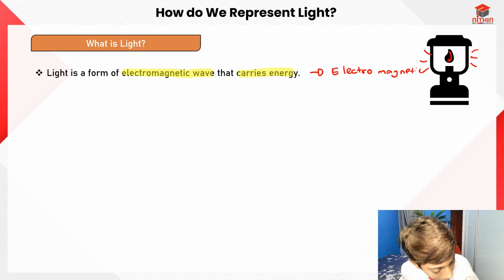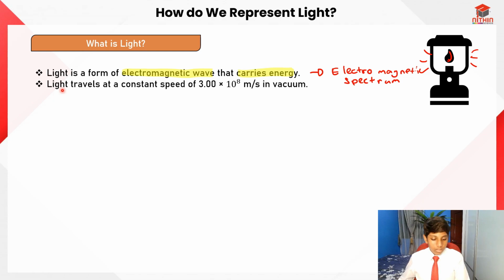Electromagnetic spectrum. Okay, so I'll go through this later. So next, light actually travels at a constant speed of 3.00, basically 3 times 10 to the power of 8 meters per second in a vacuum. Okay, so constant speed. Okay, what do they mean by vacuum?